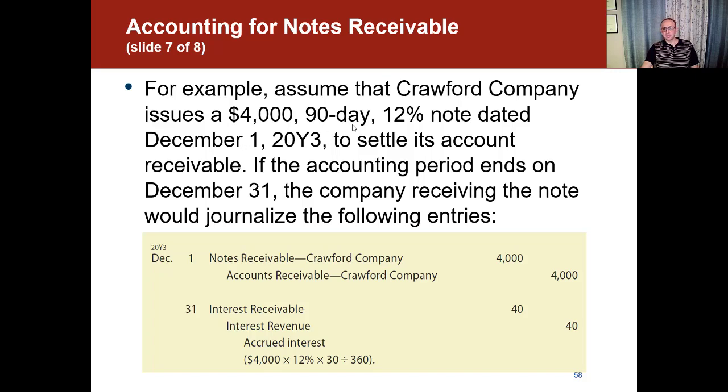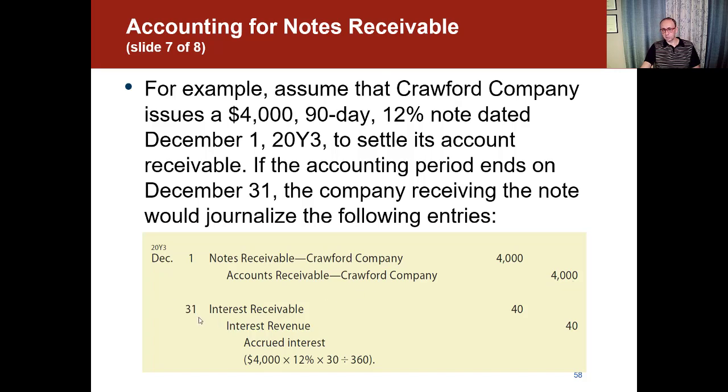So let's keep in mind that this is a 90-day note and it was issued on December 1st. So the maturity is going to be 90 days from this December 1st, which is going to be in the following year, which is year 2014. So on December 31st, we need to make sure that we make an adjusting entry to accrue the amount of interest revenue that we earned but we haven't received. And at that time, we have to record interest receivable. So on December 1st, we debit notes receivable and we credit accounts receivable for $4,000. And that's what we've done in the previous example.